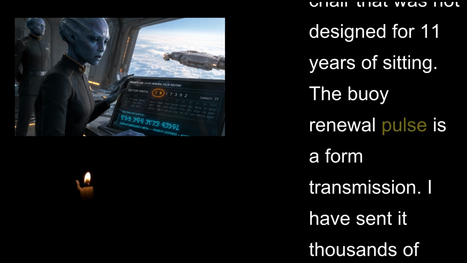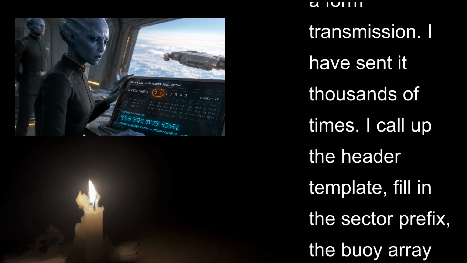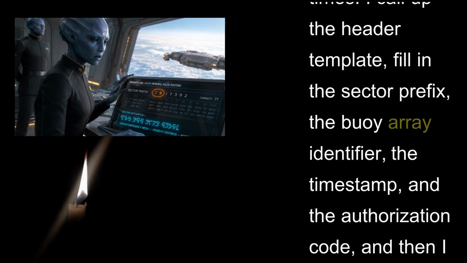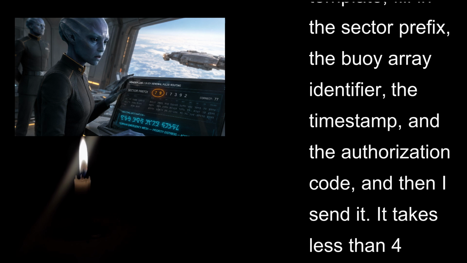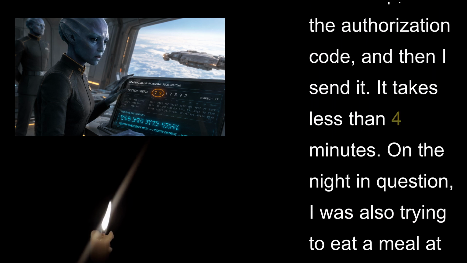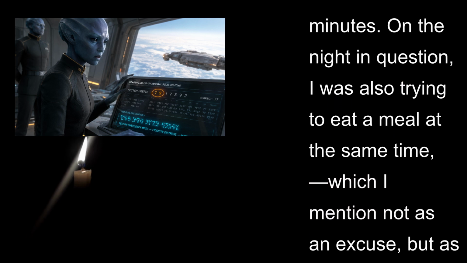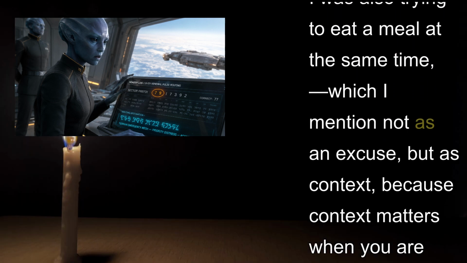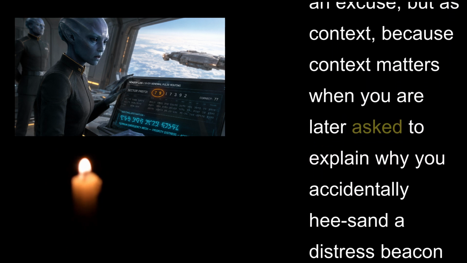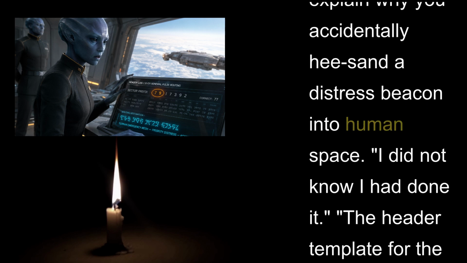The Buoy-Renewal pulse is a form transmission. I have sent it thousands of times. I call up the header template, fill in the sector prefix, the buoy array identifier, the timestamp, and the authorization code, and then I send it. It takes less than 4 minutes. On the night in question, I was also trying to eat a meal at the same time, which I mention not as an excuse, but as context, because context matters when you're later asked to explain why you accidentally send a distress beacon into human space.